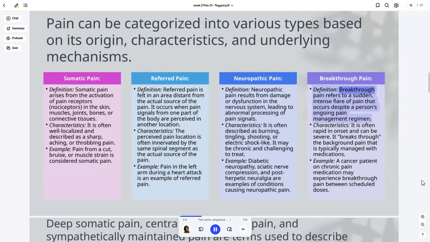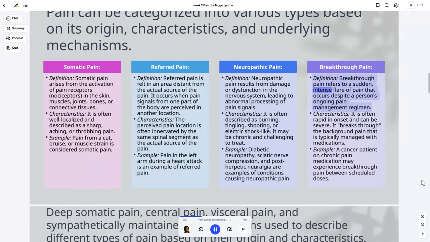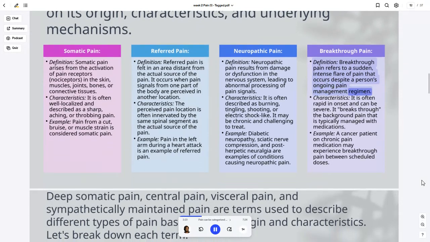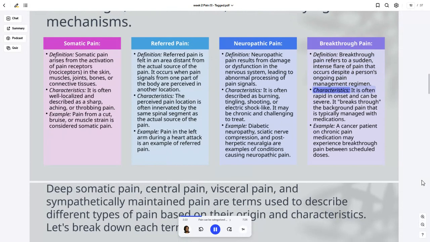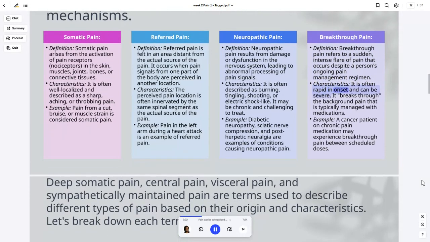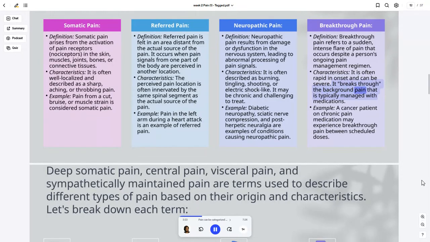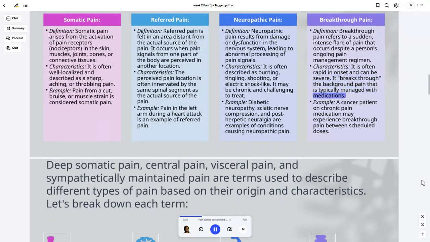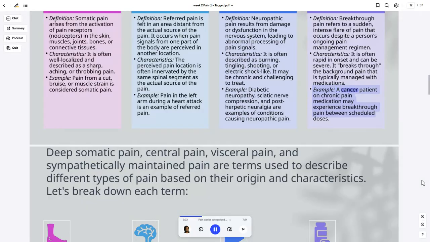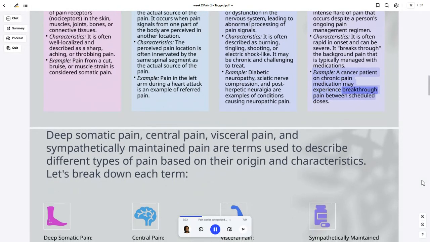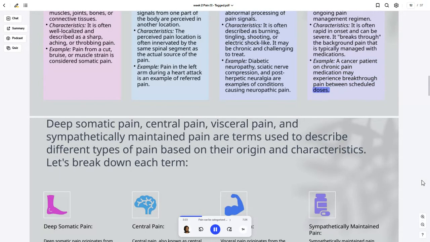Definition: breakthrough pain refers to a sudden, intense flare of pain that occurs despite a person's ongoing pain management regimen. Characteristics: it is often rapid in onset and can be severe. It breaks through the background pain that is typically managed with medications. Example: a cancer patient on chronic pain medication may experience breakthrough pain between scheduled doses.